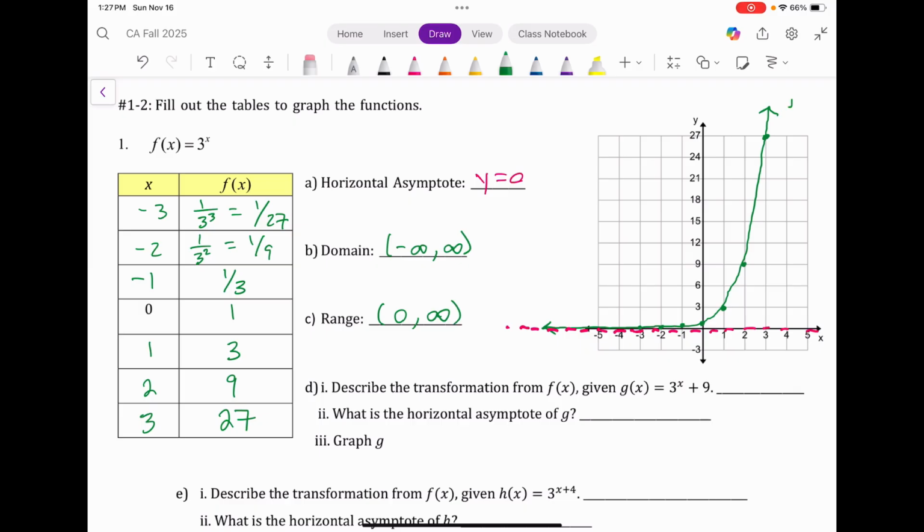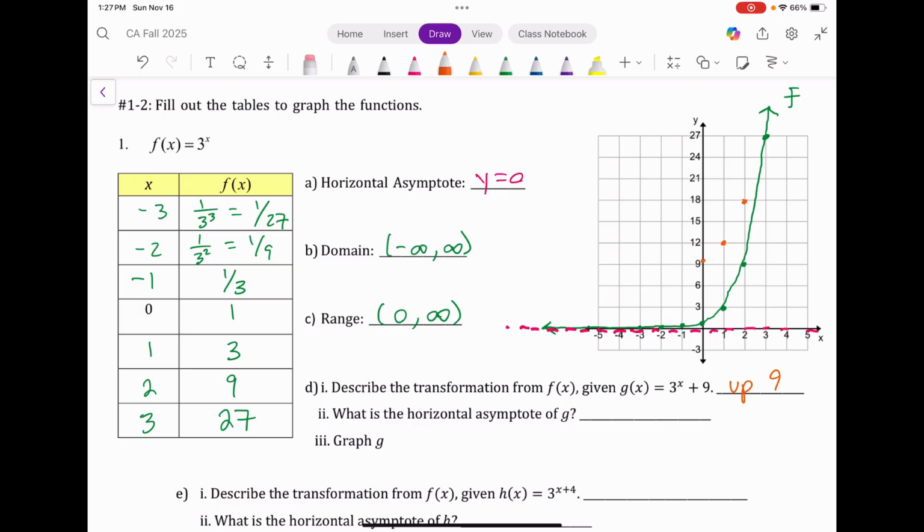Okay, so this is the graph of f. What if we wanted to do 3 to the x plus 9? It's a vertical shift up 9 from our previous graph. So we're just going to take our last graph and move all these points up 9 if we can.